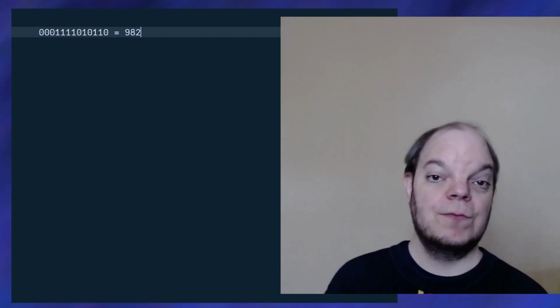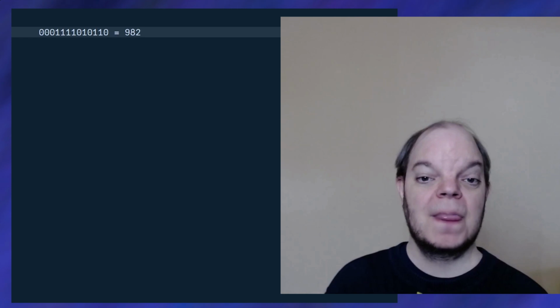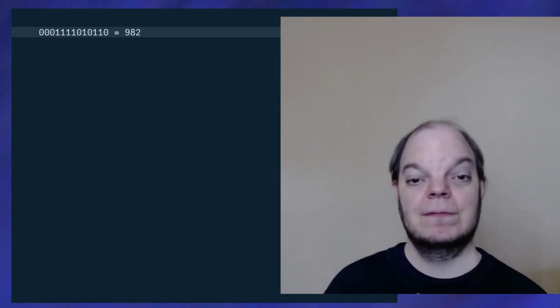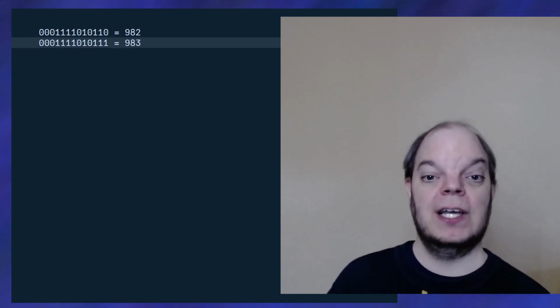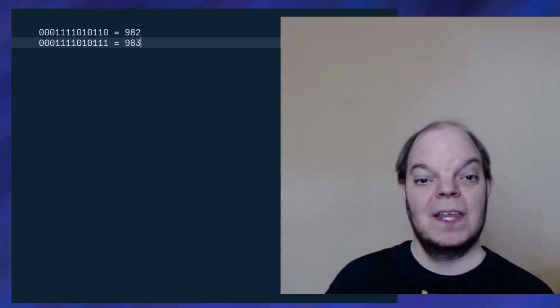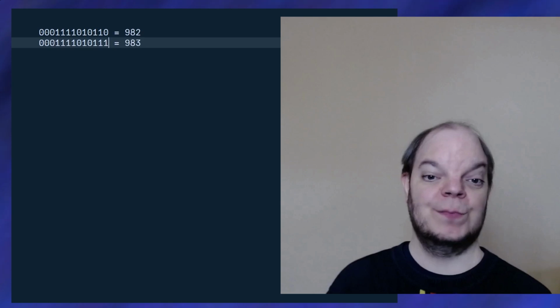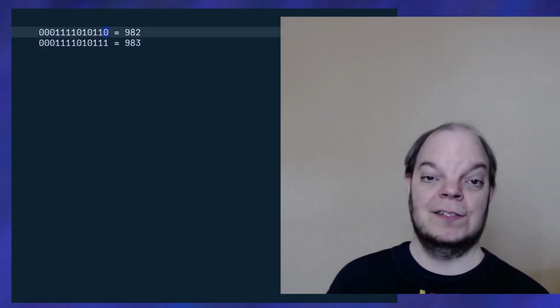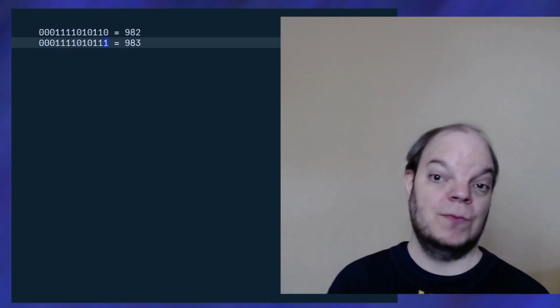So what does it actually mean to increment a number in binary? Well, let's take a random number like this one here, and we want to increment it. So we actually want 983, and it turns out that the binary for 983 is this. Now you'll notice that the only difference between these two numbers is in the last bit. So this number here had a 0 bit, we just add 1, it becomes a 1 bit.